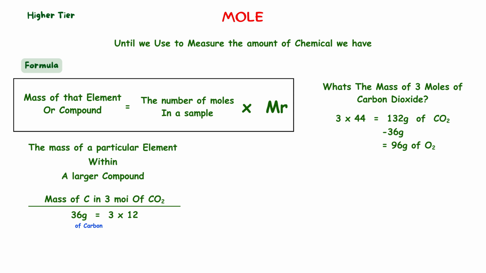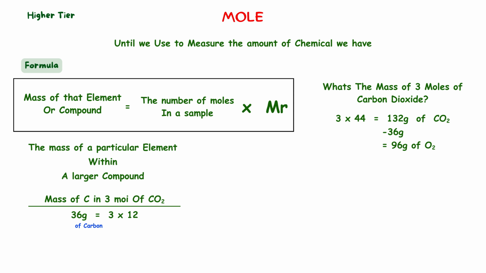Let's consider a practical example. Suppose we have 42.5 grams of ammonia, and we want to find out how many moles this represents. First, we calculate the relative formula mass of ammonia by adding the atomic mass of nitrogen, which is 14, to the masses of 3 hydrogen atoms, each with a mass of 1. This gives us a total Mr of 17. Then we divide the mass, which is 42.5, by 17, giving us 2.5. This tells us that we have 2.5 moles of ammonia in our sample.